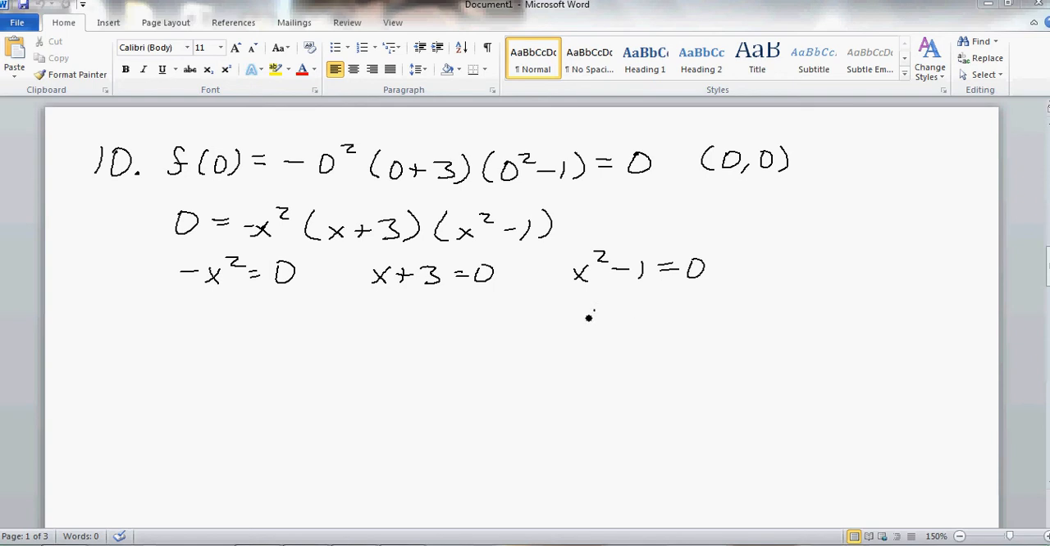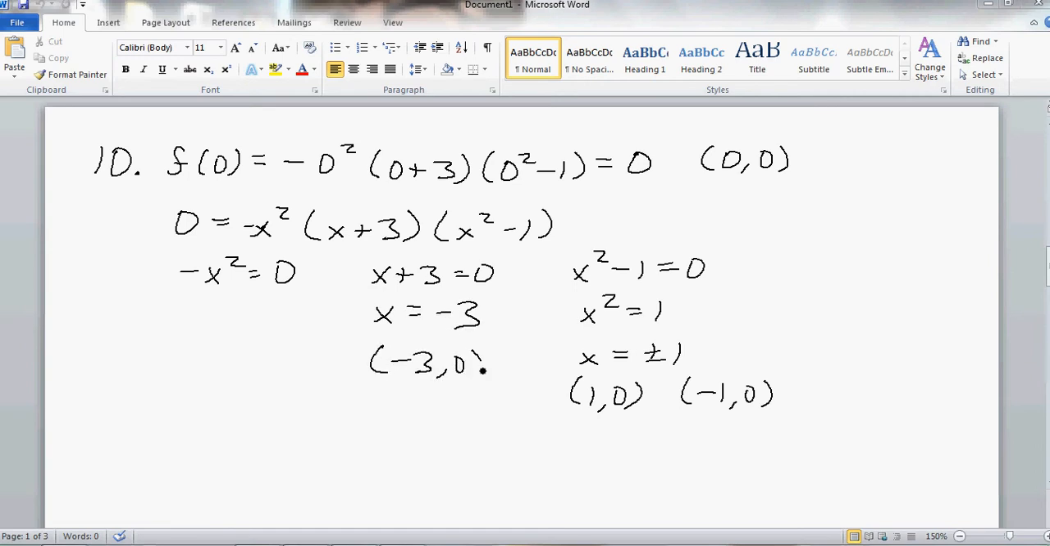equal to 0. Add 1 here, and take the square root of both sides. X equals plus or minus 1. So 1, 0, negative 1, 0. Subtract 3 from here, and we get negative 3, 0. And divide by negative 1, x squared equals 0, x equals 0. We get the repeat of the 0, 0. And so we have the 4 intercepts listed right there.